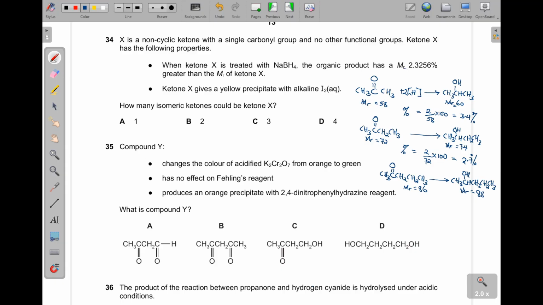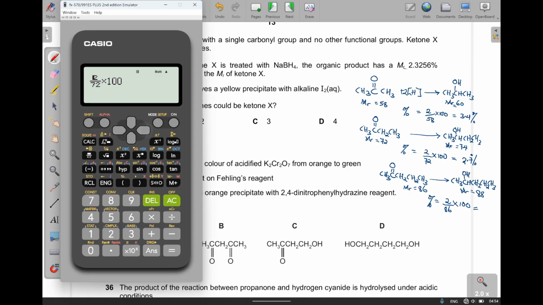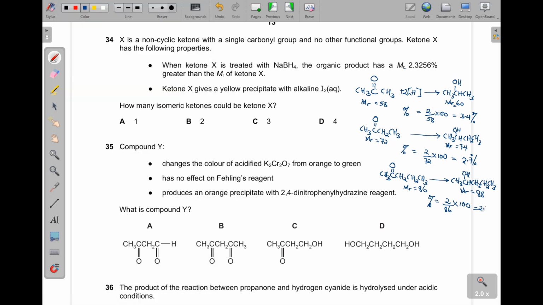So that means the percentage here is going to be, of course, the difference is a 2, then divide by 86, then times 100. So what do we get here? I'll just come here and change this one to 86. And then we can see 2.3256%. So we are seeing this one matching with this. So that means the ketone is this one here.